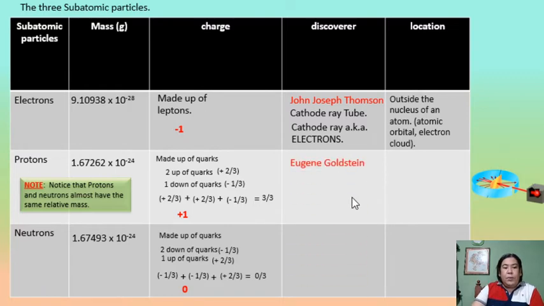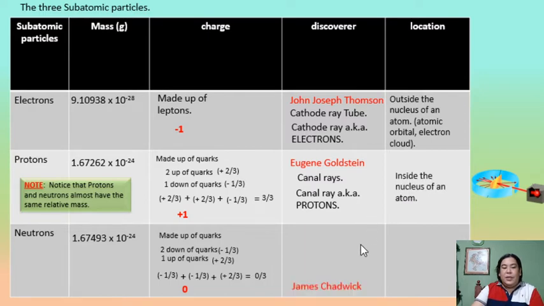Okay? While proton was discovered by Eugene Goldstein using the canal ray, kaya ang canal ray is also known as the proton. Okay? It is located inside the nucleus of an atom. And then last, neutron was discovered by James Chadwick. And then the neutron is also located inside the nucleus.